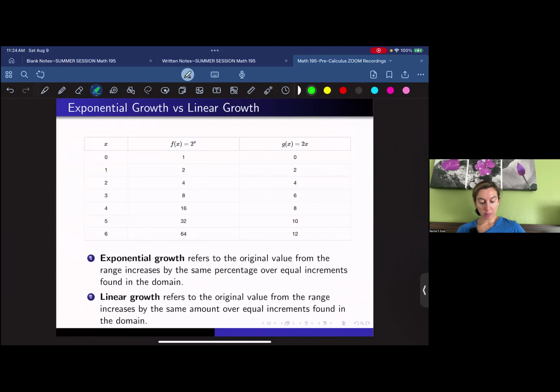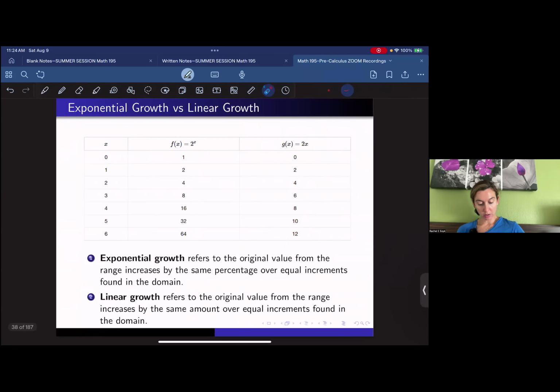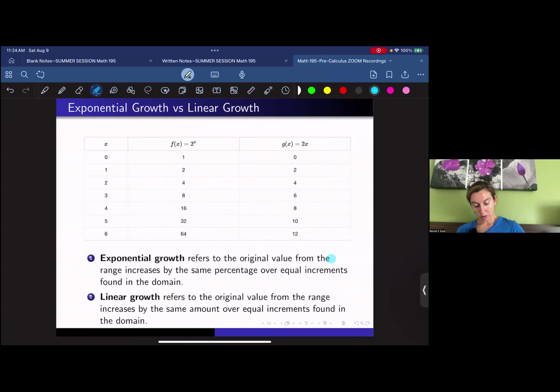Our exponential growth, which we already defined, once again, maybe I'll use the same color, blue, refers to the original value from the range increasing by that same percentage over equal increments found in the domain. And then we have linear growth. Think about positive slope, your change in y over change in x. This refers to the original value from the range increasing by the same amount overall over equal increments found in the domain.